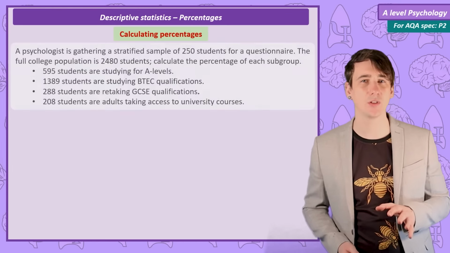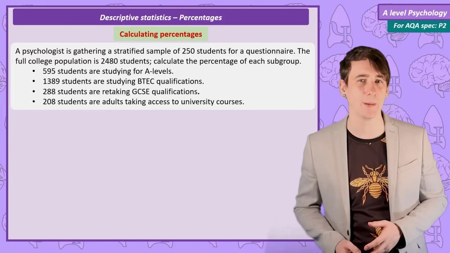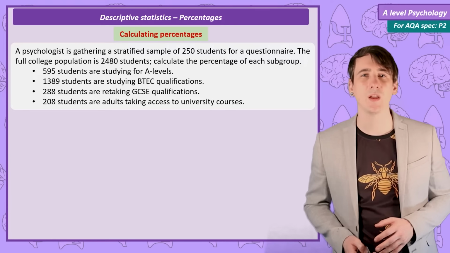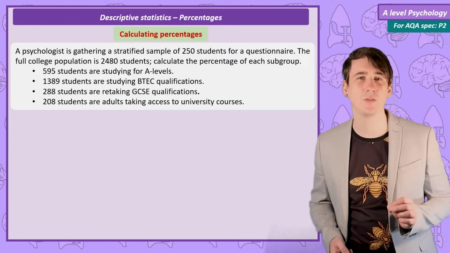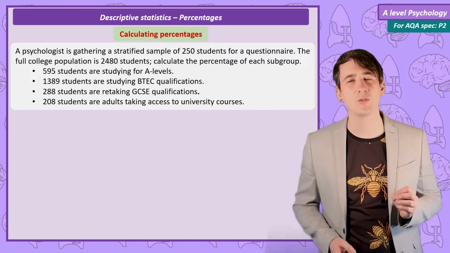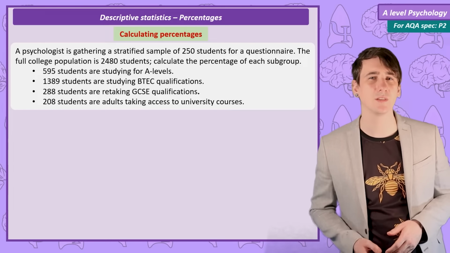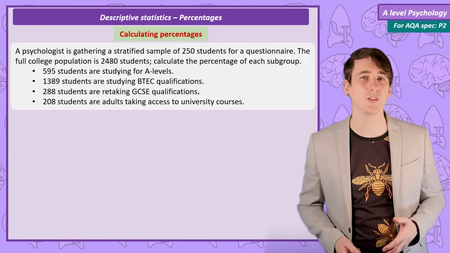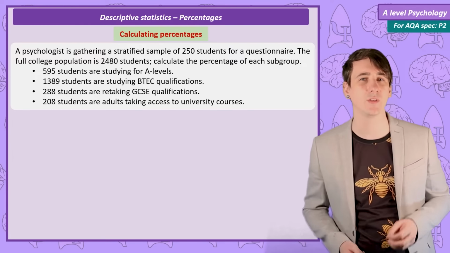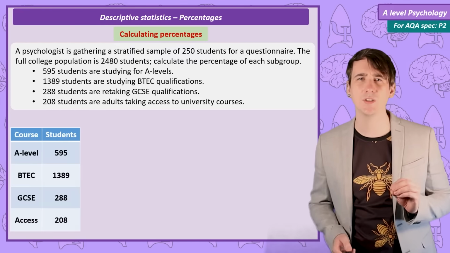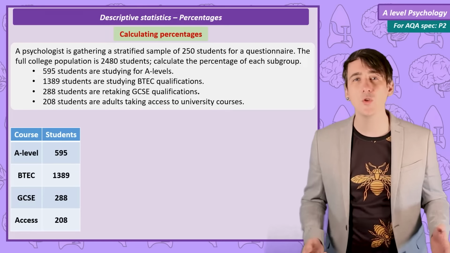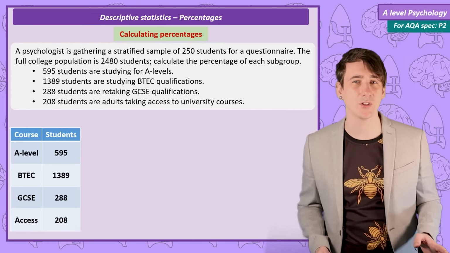In this example, the psychologist is conducting a stratified sample for a questionnaire. Her target population is all of the students at a large further education college. She knows the full population of the college is 2,480 students. 595 students are studying for A-levels, 1,389 students are studying for BTEC qualifications, 288 students are only attending to retake GCSE, and 208 students are adults taking access to university courses. What is the percentage of each subgroup, and how many of each group should she include in her sample of 250 students? You may know that percentages can also be expressed as a fraction or a decimal.